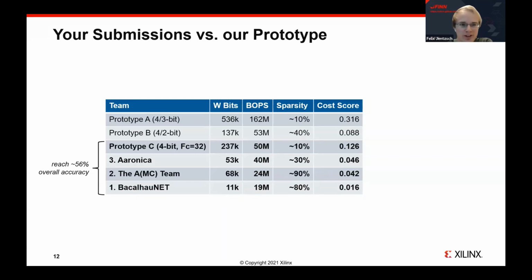So just by looking at the cost score here, you see how efficient your solutions are compared to our prototype. And especially compared to prototype C, because that is a fair comparison since it reaches also about 56% overall accuracy.